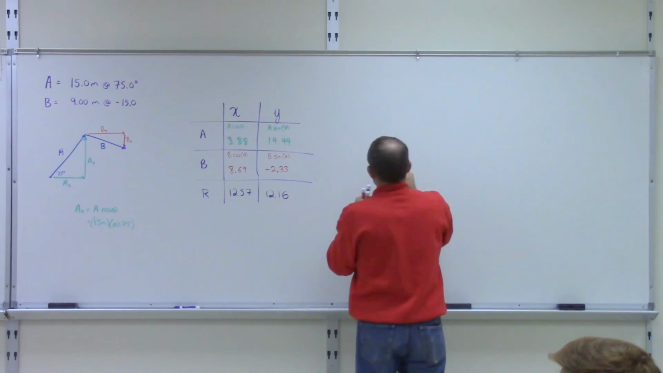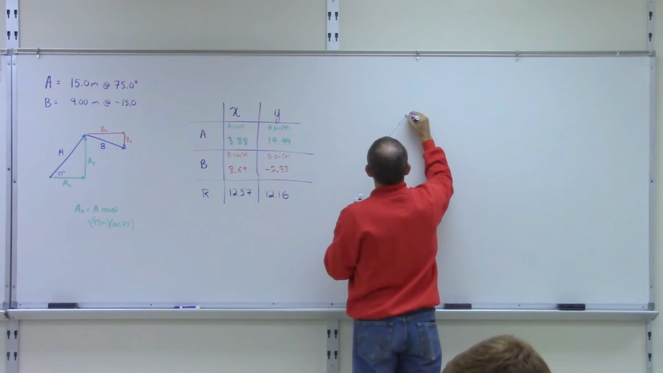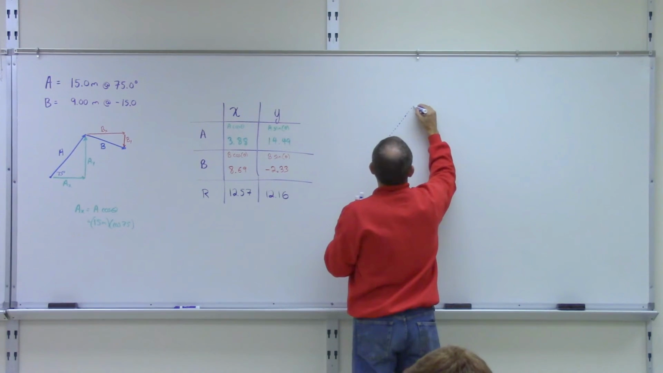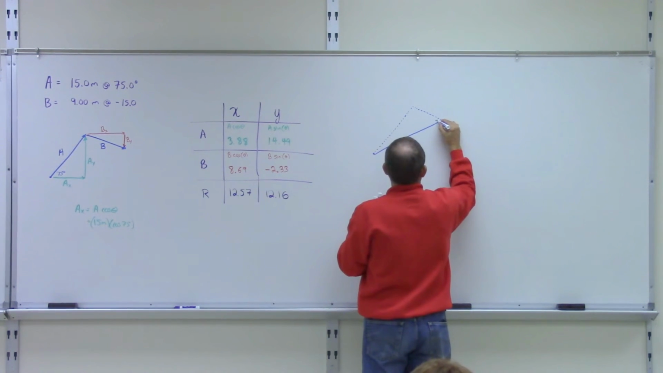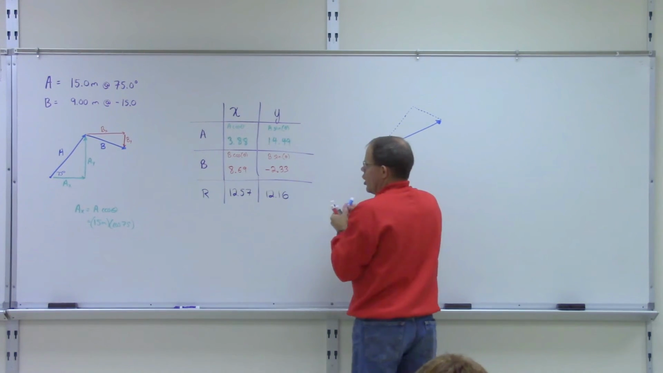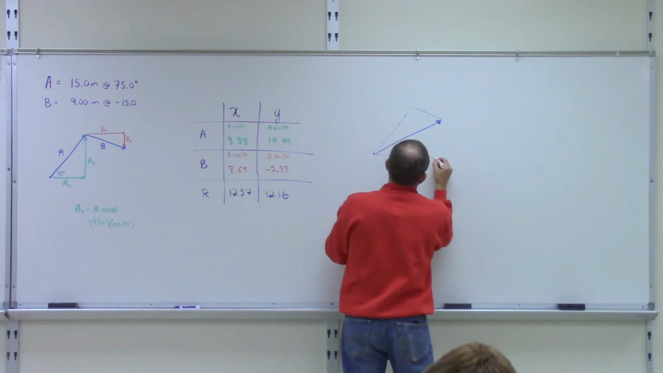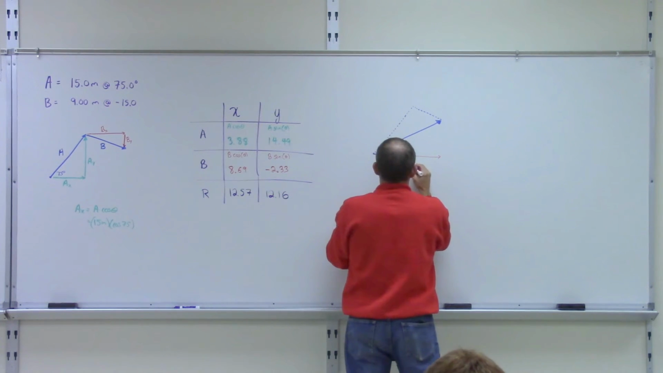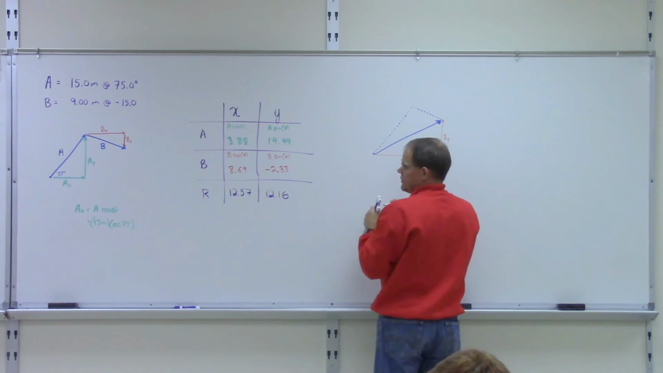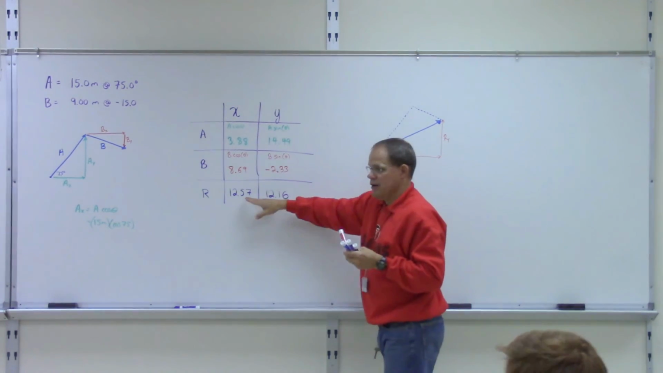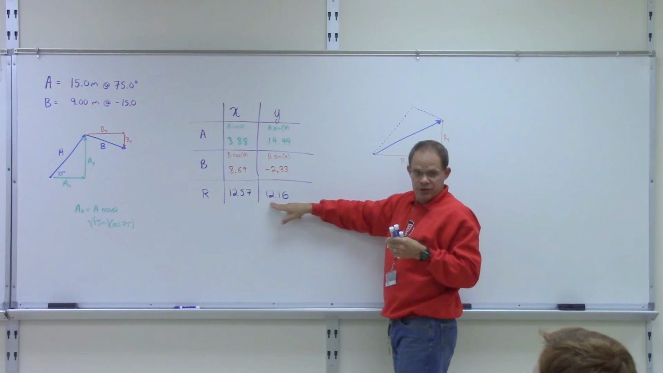I started here. A went up like this, and then B went down like this. But the result is a vector which goes from here to here, and what we know are the components of it. We know how far this vector goes over. We call that the result in the x direction, and we know how far it goes up. That's the result in the y direction. And that's what these are. This is the result, how far you go horizontally. This is how far you go vertically.